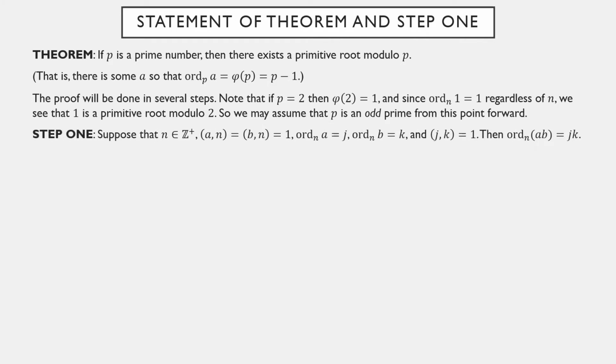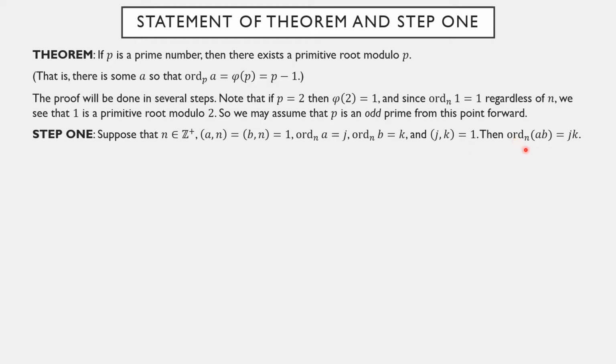The first step in the proof. Suppose a and b are two integers relatively prime to n. The order mod n of a is written as j, and the order mod n of b is written as k, and furthermore assume that those two orders, j and k, are relatively prime. Then the order of a times b is j times k. So this conclusion says that the order of ab is the order of a times the order of b. This isn't always true. The assumption that those two orders are relatively prime is absolutely crucial.